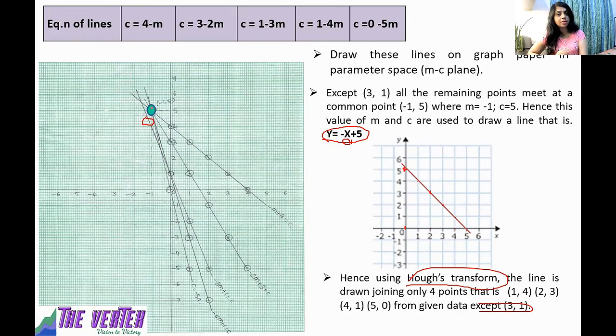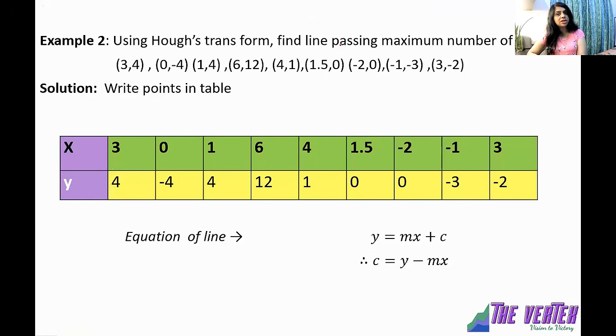Now let's see another example. Using Hough's transform, find the line passing through the maximum number of points. These points are given, 3, 4. These are x and y coordinates of points. So we will write these points in tabular form. x is written in the first row and y points are written in the second row, like 3, 4, 0, -4, 1, 4.